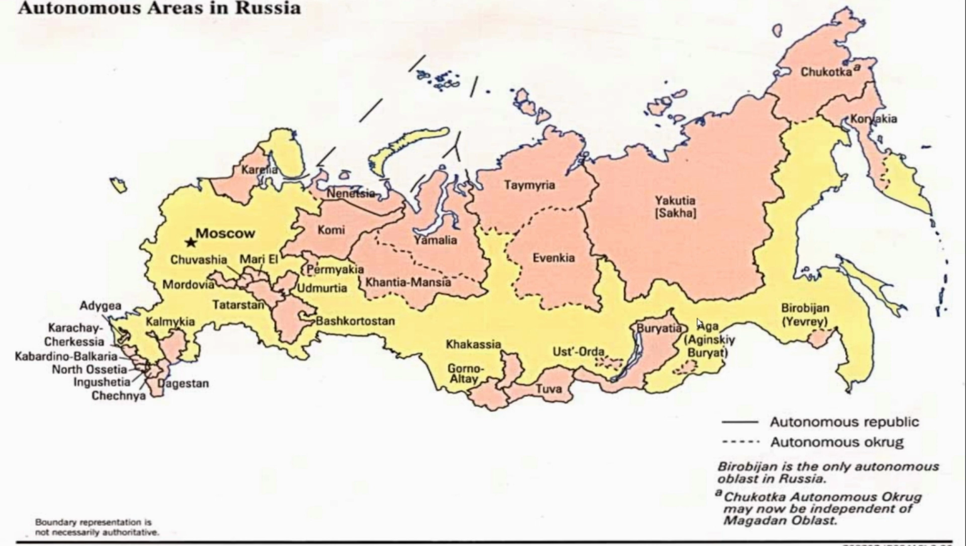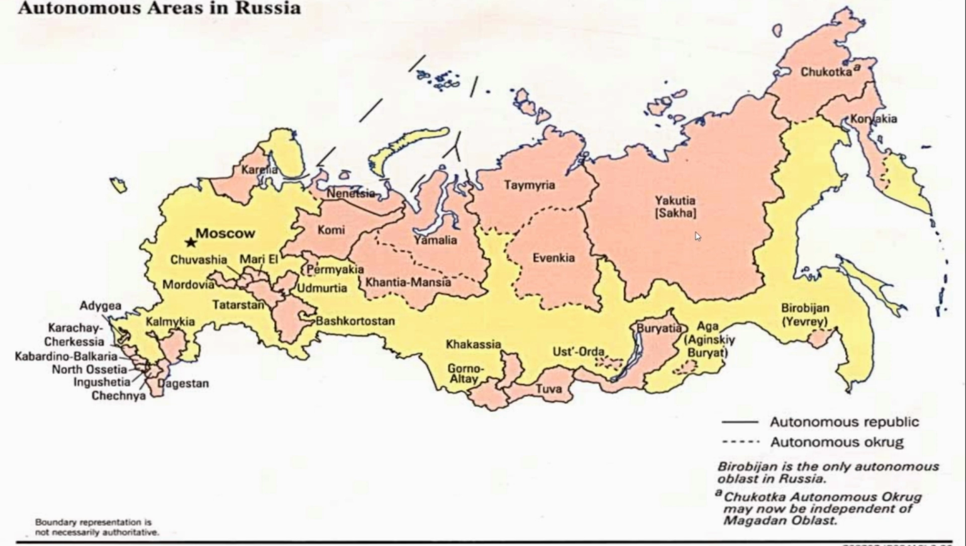Today I will be talking about Russia and the autonomous areas of Russia. You can see my map. As you can see, there are more than 150 republics and ethnic groups, and when you look at the pink areas, those are the different ethnic groups and republics in Russia. As you can see, these areas are inside Russia, and these are the different ethnic groups in Russia.